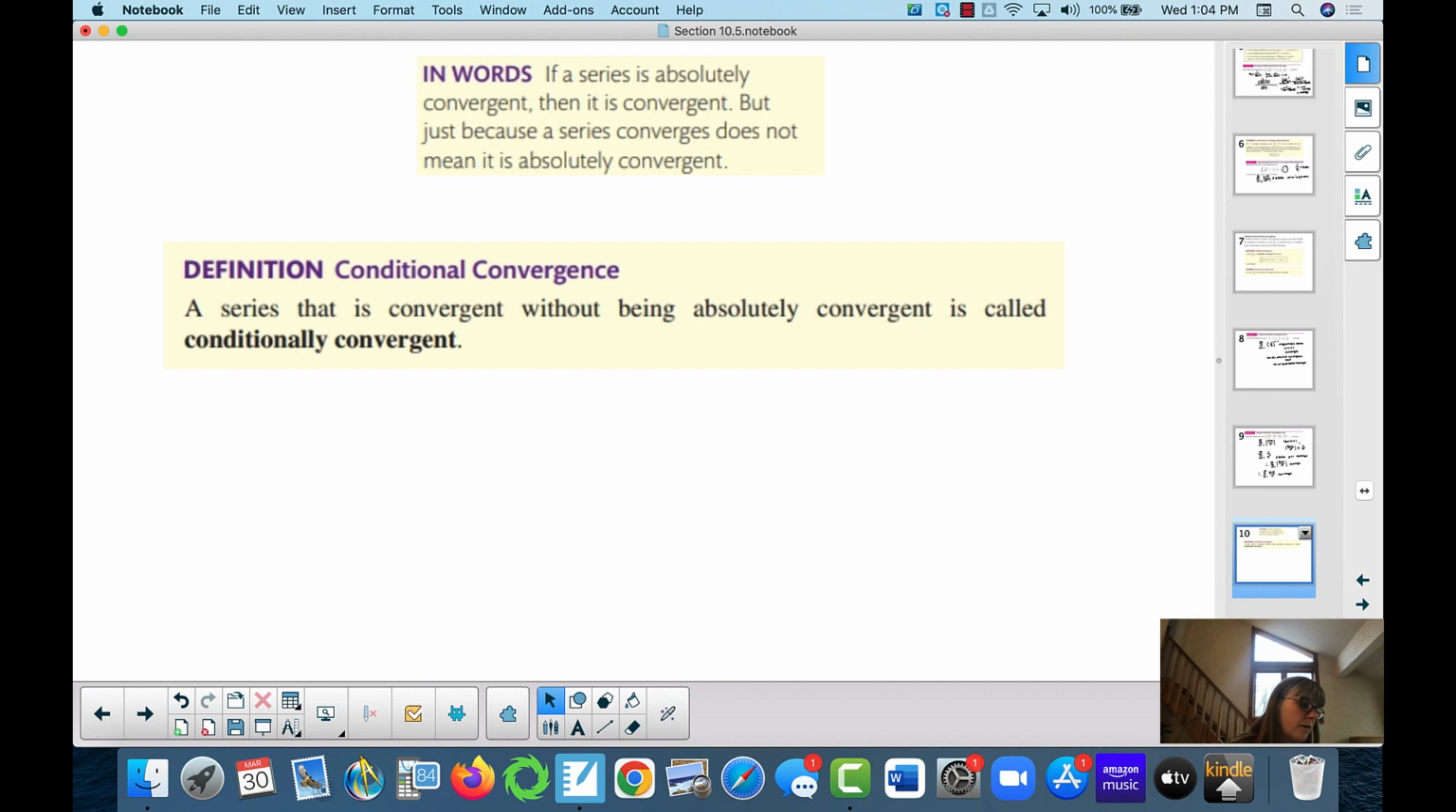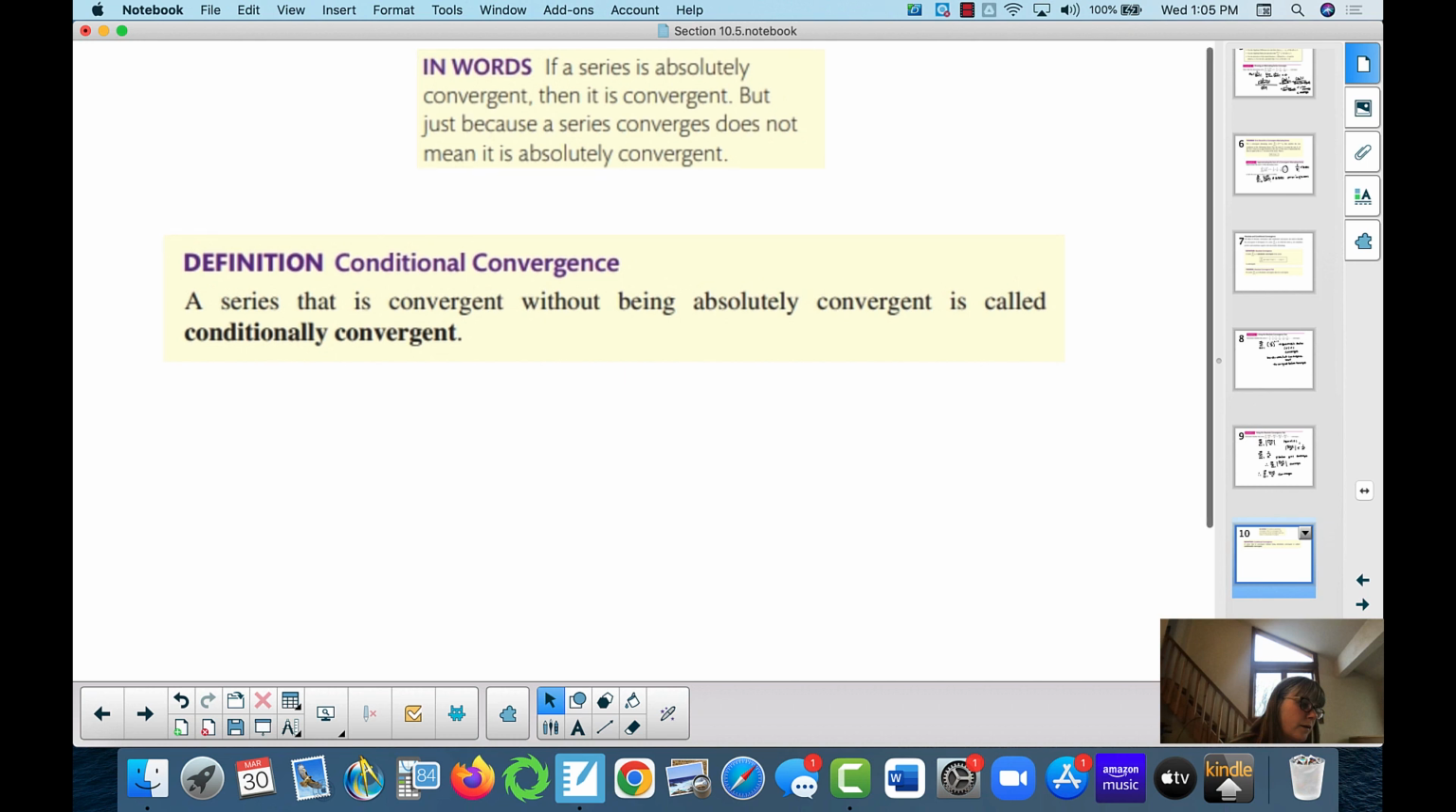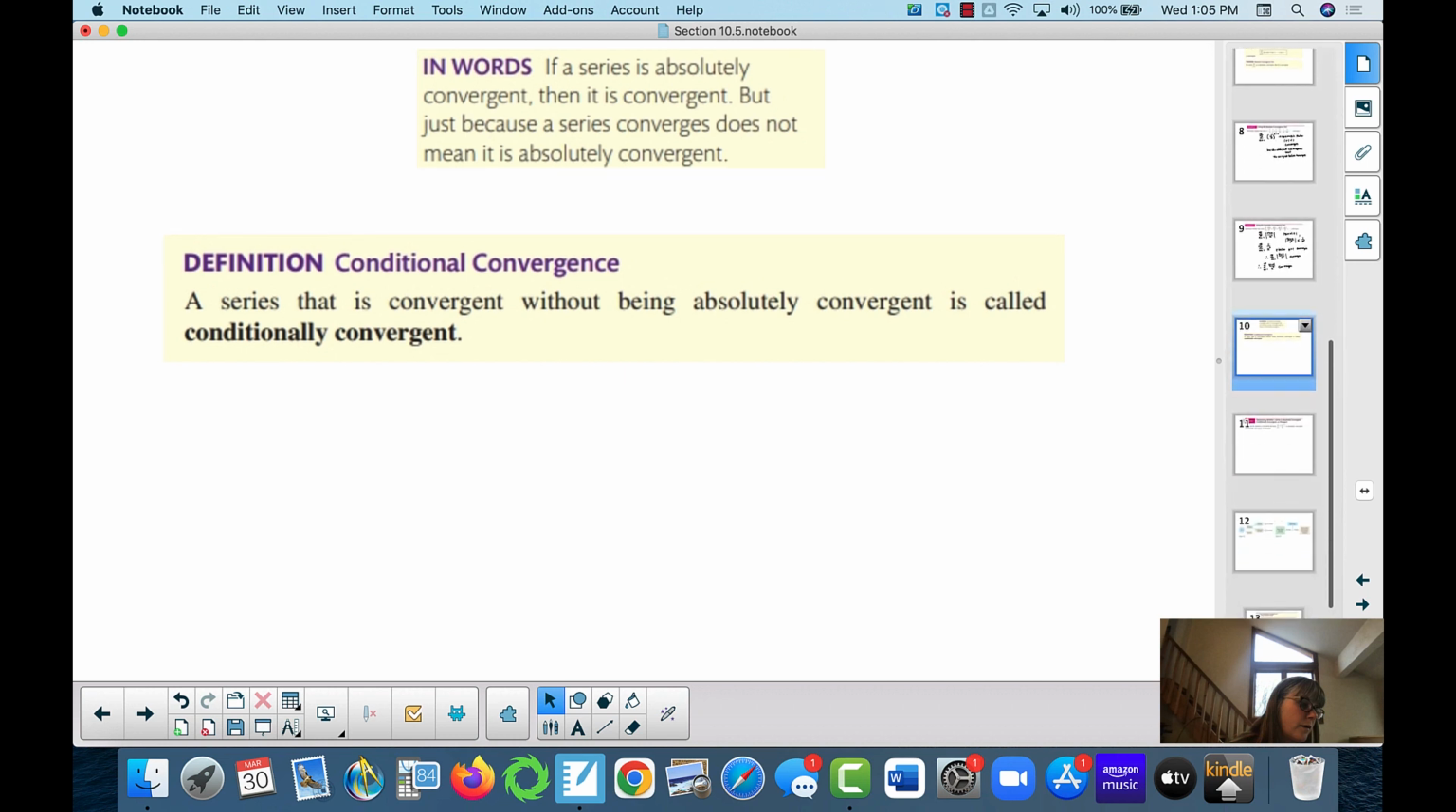So everything that we've looked at so far either diverged or had absolute convergence. And again, remember, if a series is absolutely convergent, then it converges. But just because a series converges doesn't mean it's absolutely convergent. It could be conditionally convergent. So series that converge and are not absolutely convergent, that don't pass the absolute convergence tests, but we still know they converge, those are conditionally convergent.